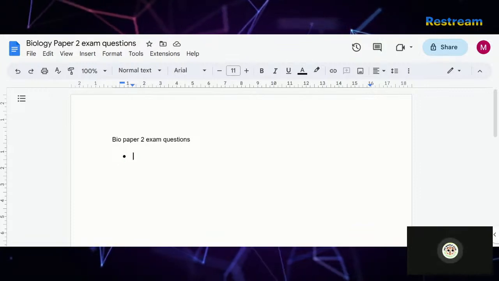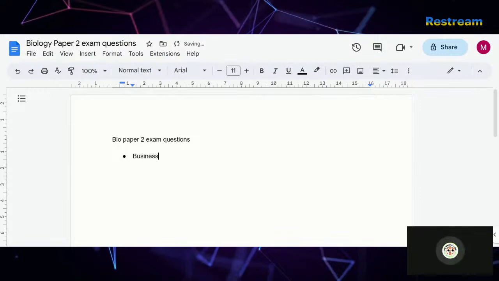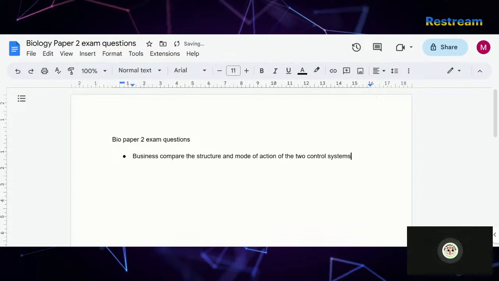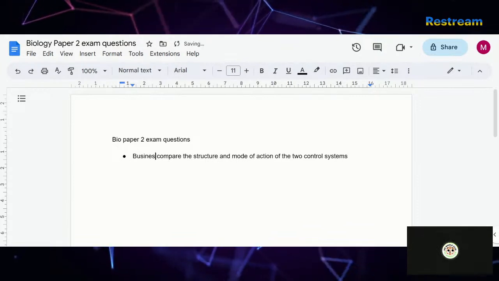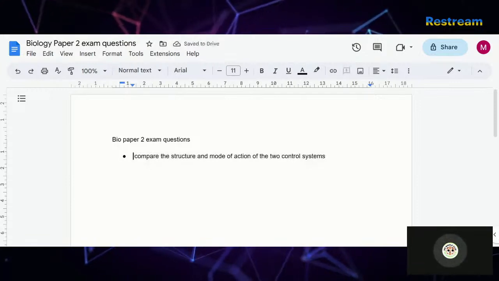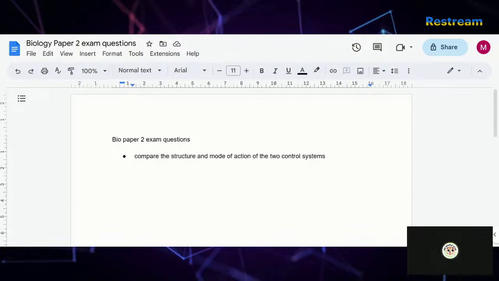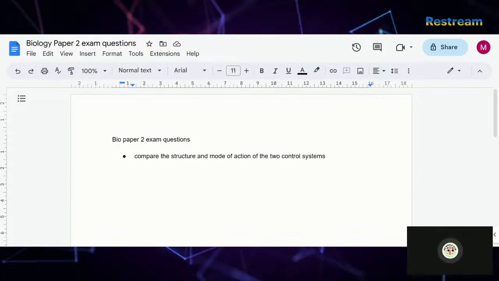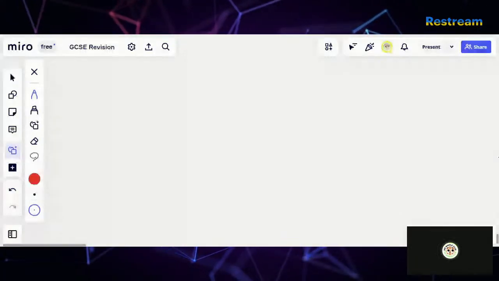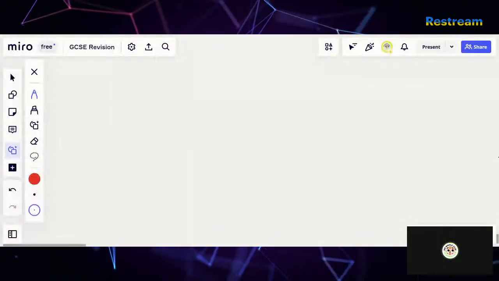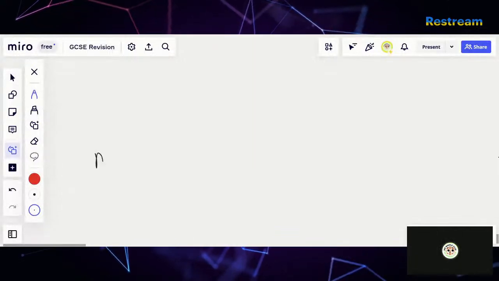The first question is: compare the structure and mode of action of the two control systems. What they're saying here is compare the structure and mode of action between both the nervous system and the endocrine system. So let's go to the whiteboard and begin to answer this one. Let's compare the nervous system and the endocrine system.